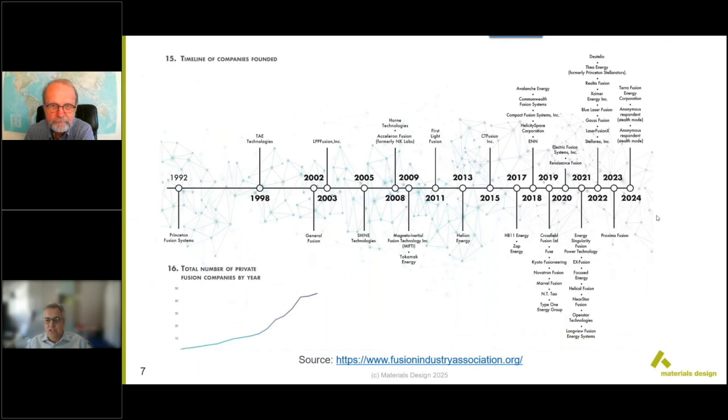This chart again shows that the investment in private fusion companies to turn this into a viable and really interesting industry started around 2018, and every year new companies are joining the fray. Really it demonstrates that there's a lot of excitement and progress in this field.